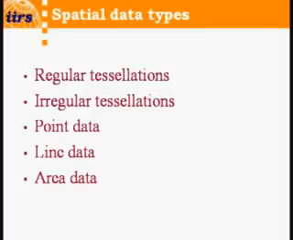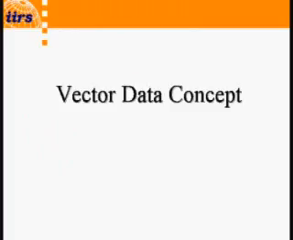But in point, line, area, we don't have that mosaicing sort of thing. Point, line, and area are independent entities which can be stored in a vector data model. So we'll talk in detail about this one by one. Now let us talk in detail on the vector data concept.